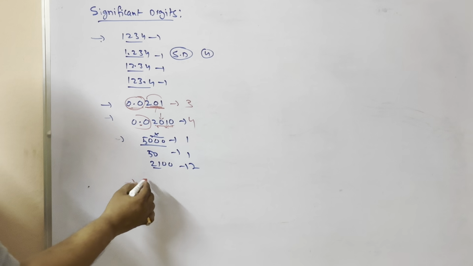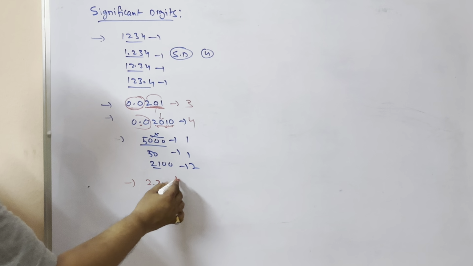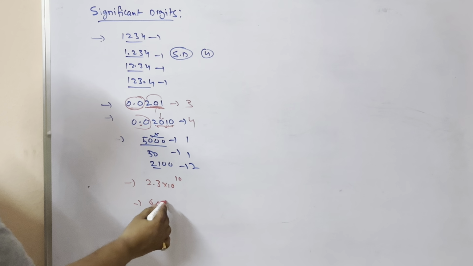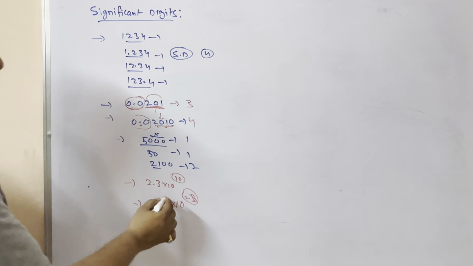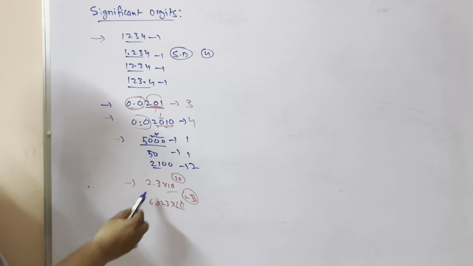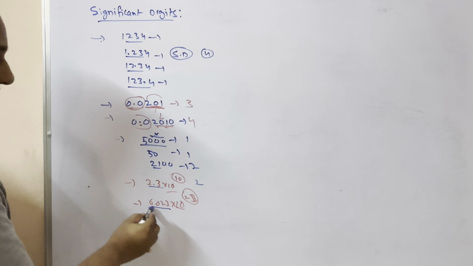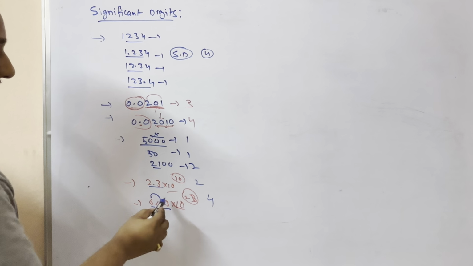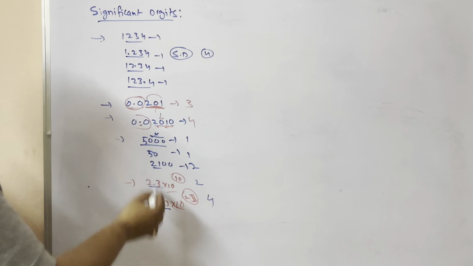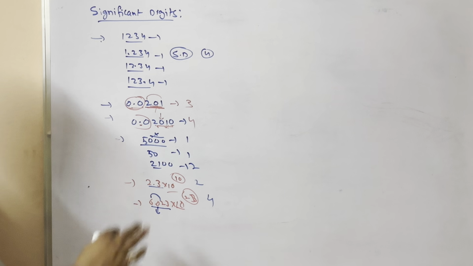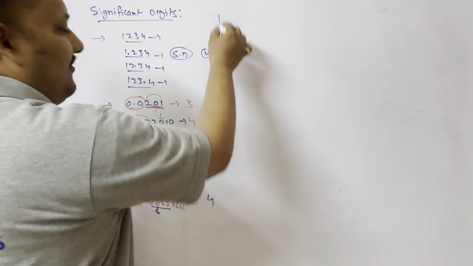Next, for exponential numbers, like 2.3 × 10^10 or 6.023 × 10^23, even if the power of 10 is plus or minus, we take significant digits only from the number: 2 in the first, 4 in this one, where the zero is in between 6 and 2. So, these are the rules about significant digits. We will follow these for rounding of numbers.